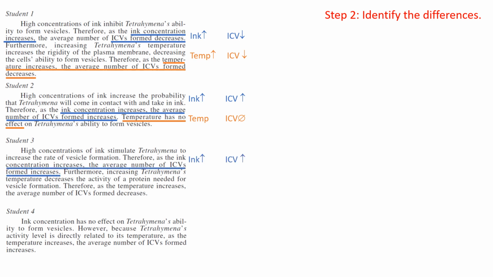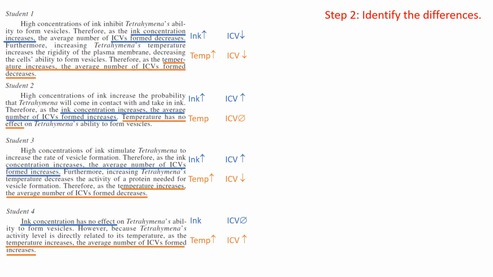Student 3, as ink concentration increases, ICV increases. So it's the same as student 2, different from student 1. And temperature increases, ICV decreases. So that's the same as student 1. Student 4, ink concentration has no effect, and as temperature increases, ICVs increase as well.